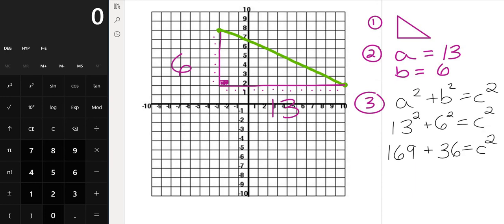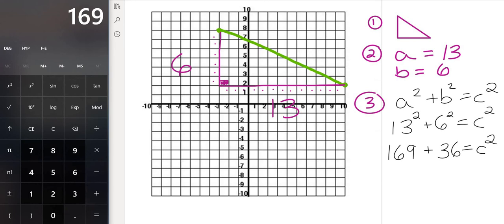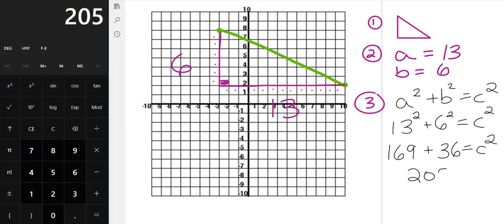Add them together. Grab the calculator. 169 plus 36. Do we really need the calculator? No. But does it make things quicker for right now? Yes. Okay, 205 equals C squared. We don't want C squared. We want C. So in order to get C by itself, we have to get rid of that squared. So we're going to square root the 205. We're going to square root the C squared so that the square and the square root cancel.